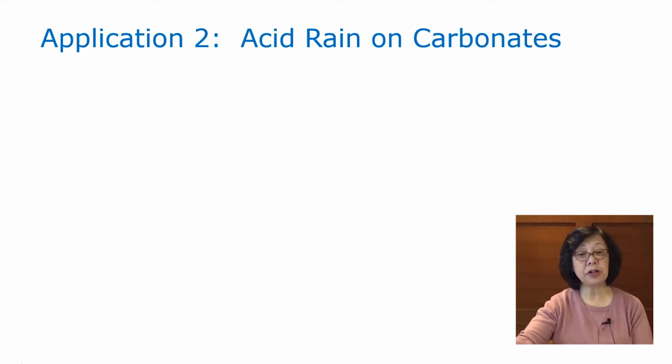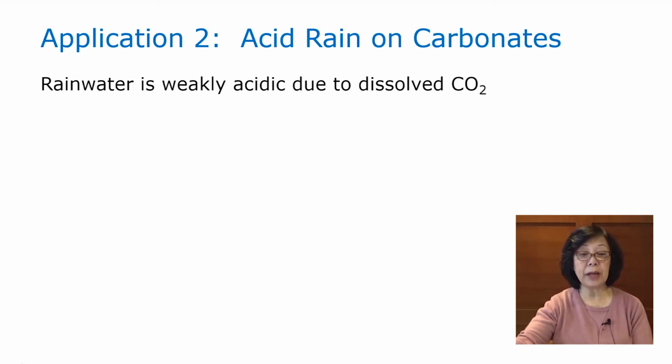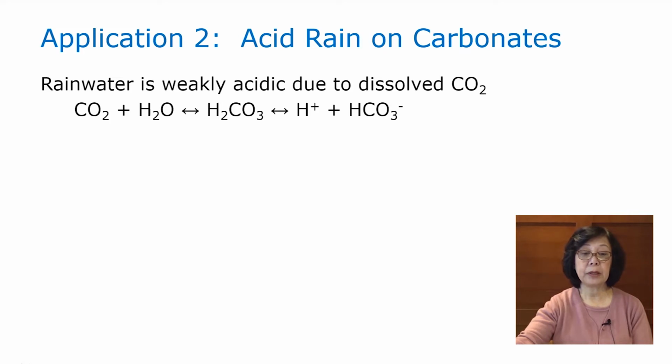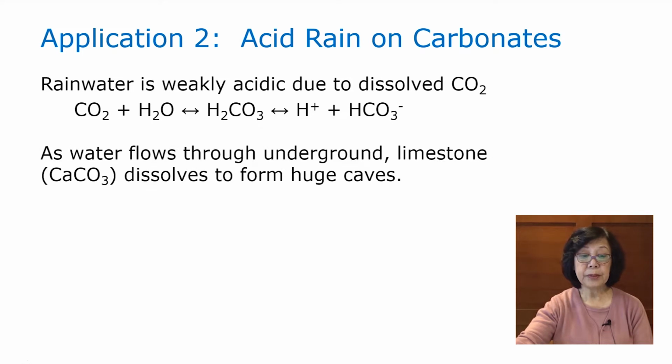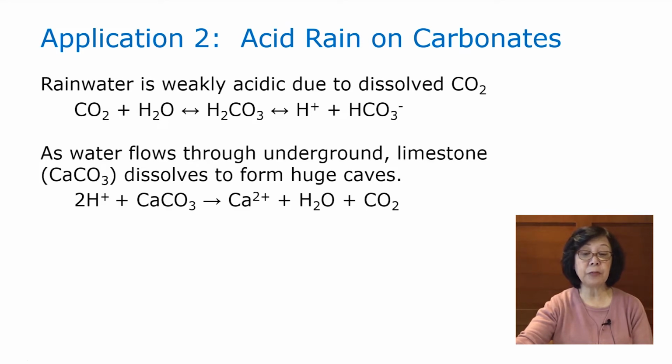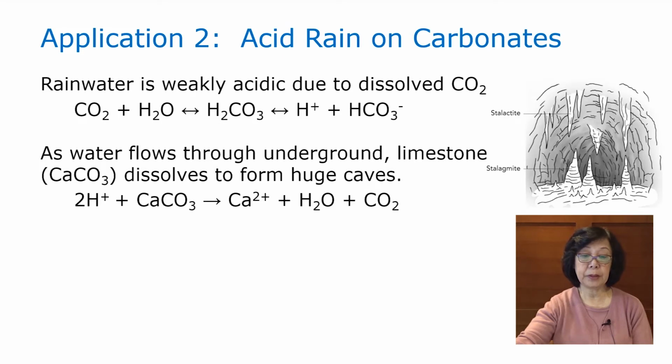Another application will be acid rain on carbonate. Now, rainwater is weakly acidic due to dissolved CO2. So the CO2 in water will form carbonic acid, and it will then ionize to donate the proton, making it slightly acidic. When this water flows through underground, the limestone, calcium carbonate will dissolve in it to form huge caves, according to the following equation.